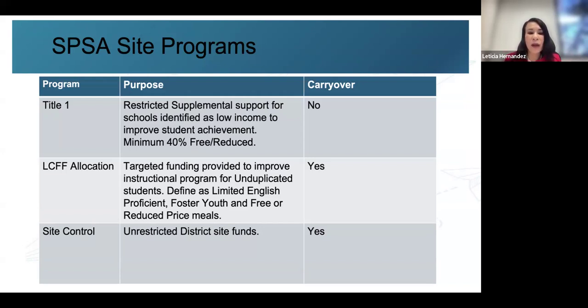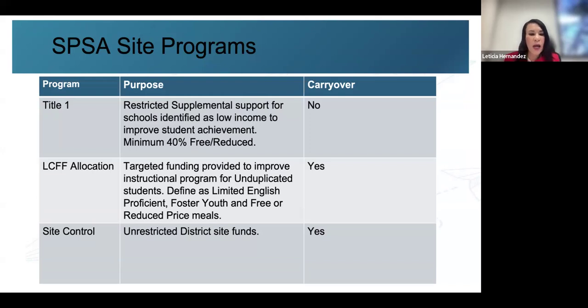Then you have the LCFF allocation. This is targeted funding provided to improve instructional programs from unduplicated students, defined as limited English proficient, foster youth, and free or reduced price meals. This should be completely aligned with your district goals as well. So they usually give you guidance on how you get that allocation and how you should spend it.